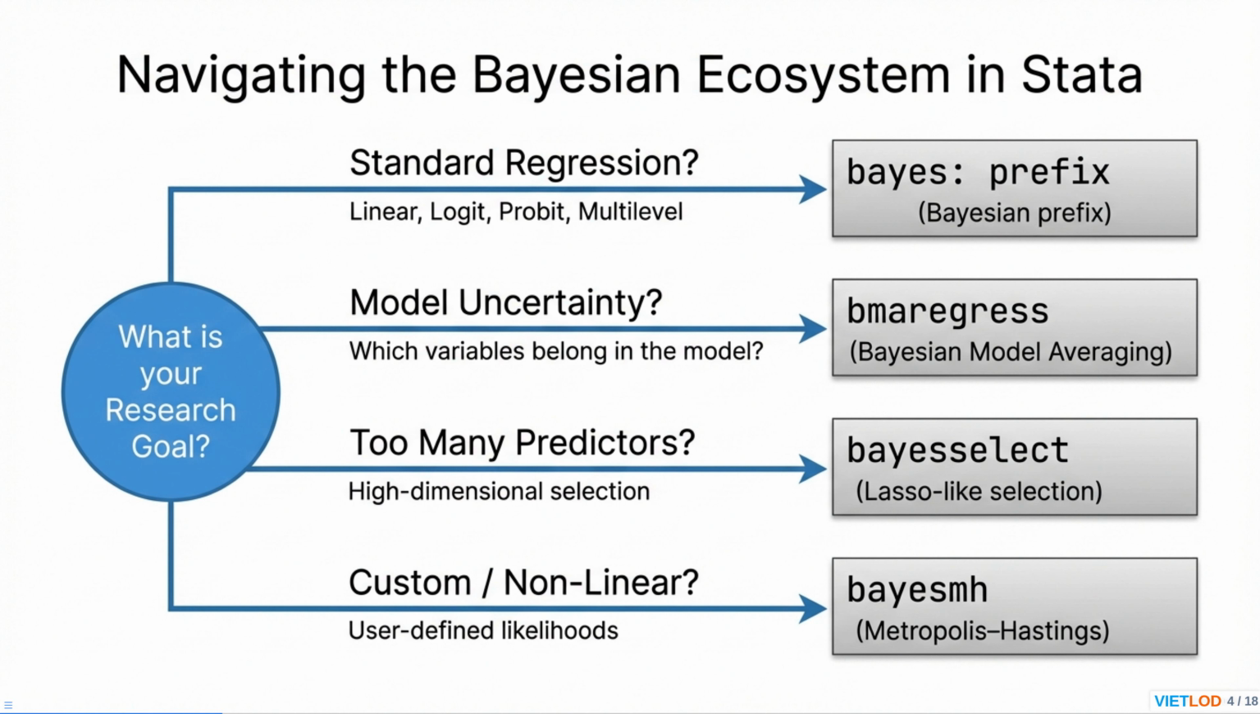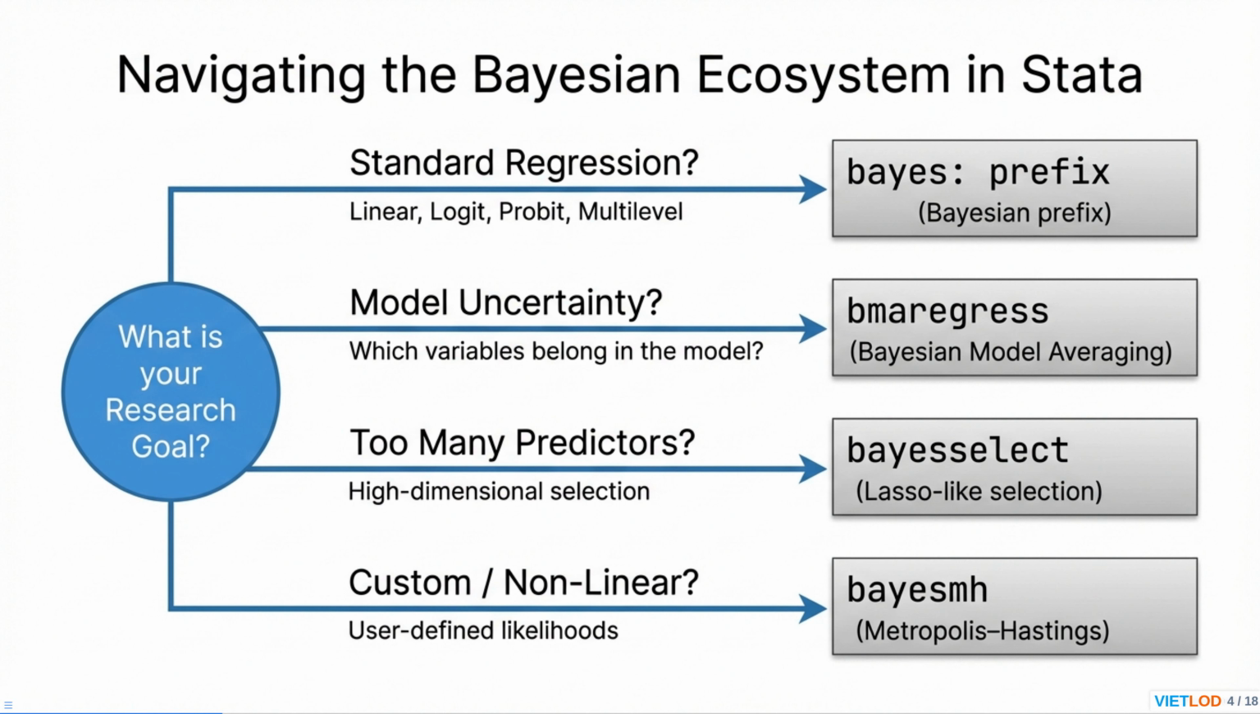Stata offers a versatile suite of commands tailored to various research goals within the Bayesian framework. The specific command you choose will depend on the econometric question you aim to answer. For standard regression models, such as linear, logistic, probit, or multi-level models, the straightforward bayes prefix is your primary tool. It can be applied to over 60 existing Stata estimation commands.